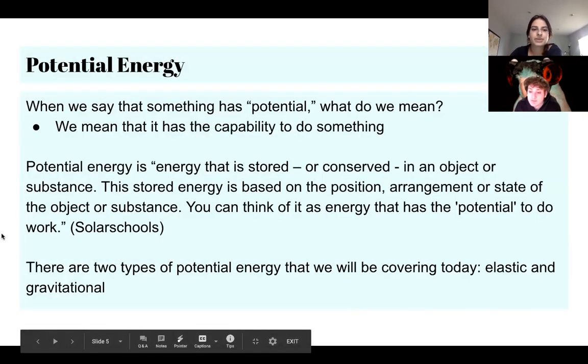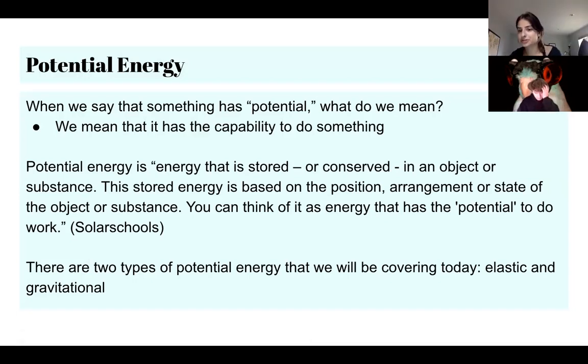Okay, and the second one is potential energy. So when we say that something or someone has potential, we're basically saying that it has the capability to do something. As you can see on the screen, potential energy is energy that is stored or conserved in an object or substance. And the stored energy is based on the position, arrangement, or state of the object, or kind of where it is. So essentially, potential energy is energy that has potential to do work. And there's two types of potential energy that we're going to be covering today, which are elastic and gravitational.